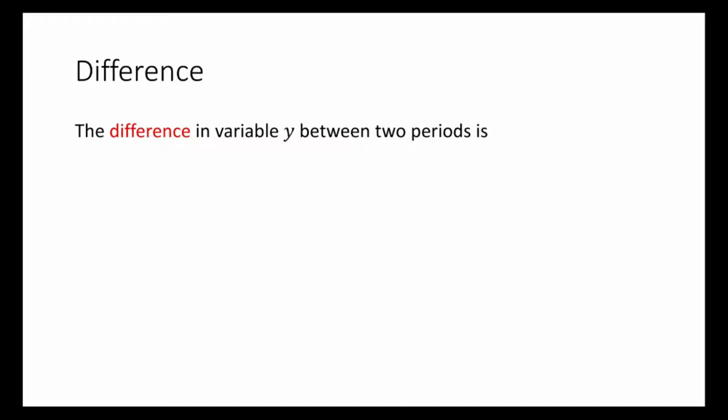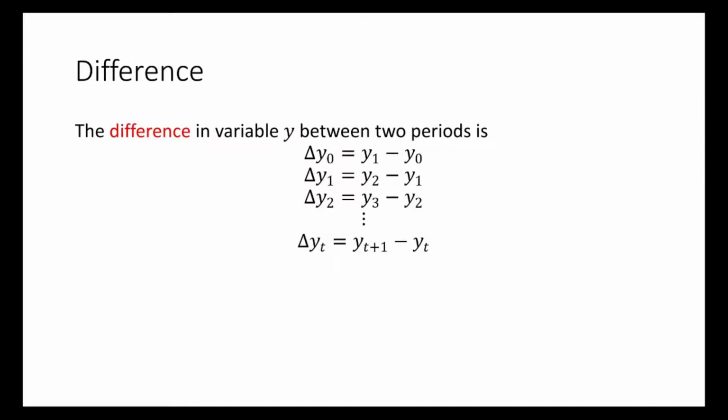For the discrete time, we have what we call the difference. The difference in a variable y between two periods is just this one: we subtract one period from another. If we subtract y0 from y1, we usually give the notation delta y0. If we subtract y1 from y2, we call it delta y1, and so forth. In general, we have delta yt, which is equal to the difference of yt plus 1 and yt.